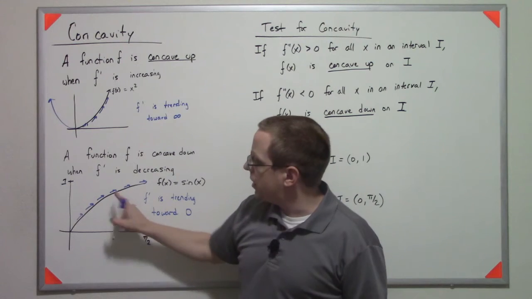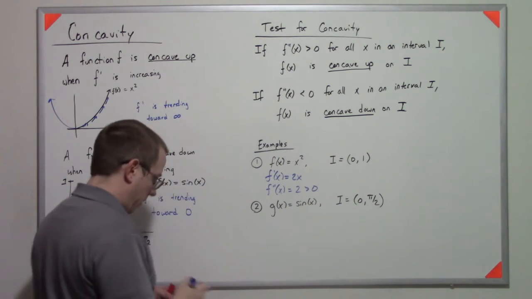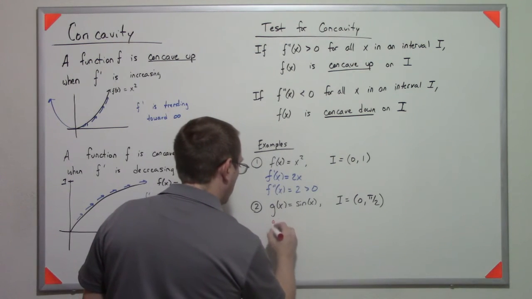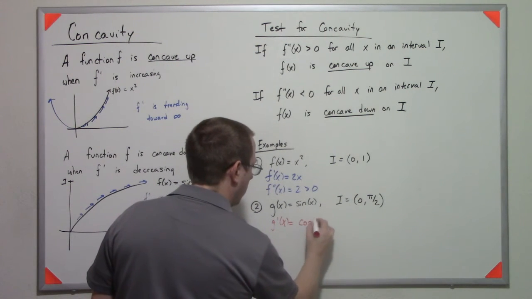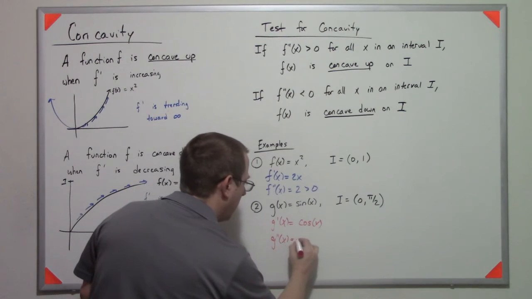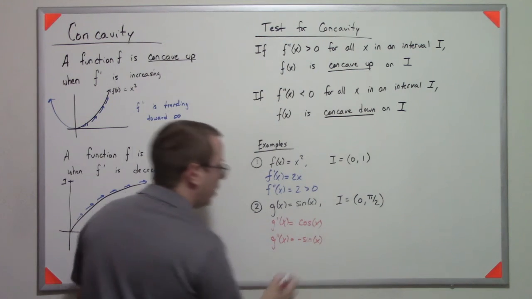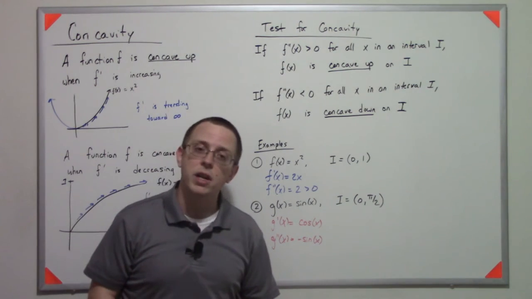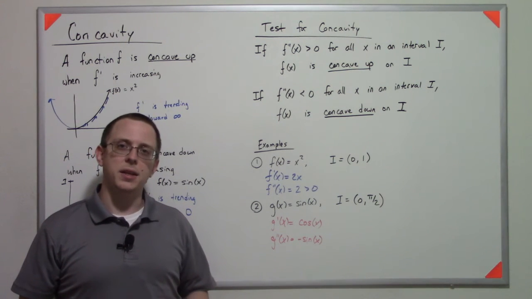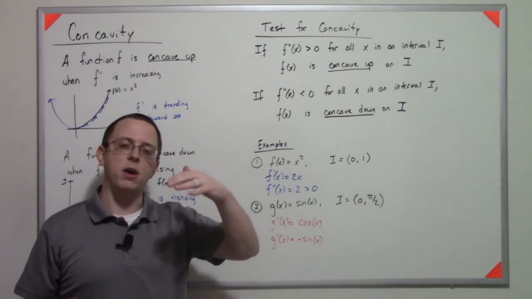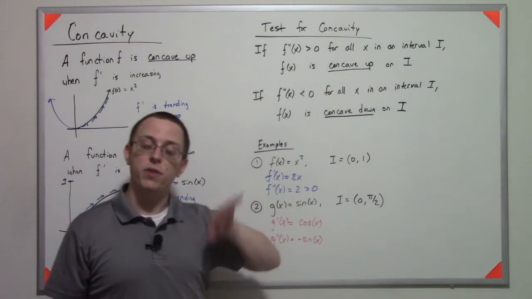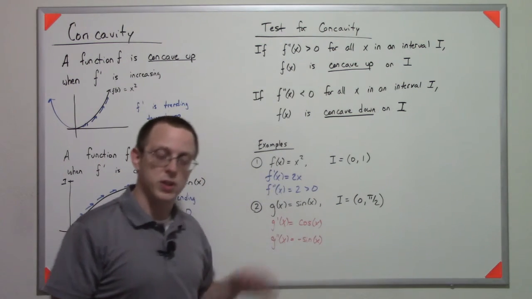Now, what about this function? If I take the derivative of the sine function, I get cosine. If I take its second derivative, I get negative sine of x. So what that tells me is that the concavity of the sine function is directly related to the actual value of the function. If the function is positive, it's concave down. If the function is negative, it's concave up for the sine function.